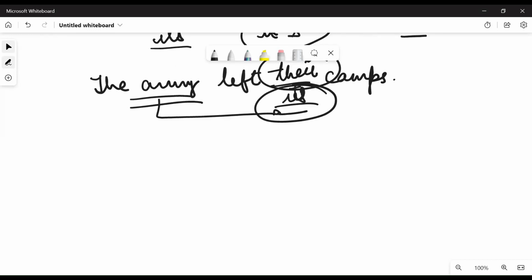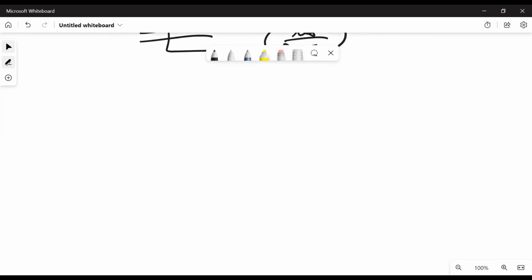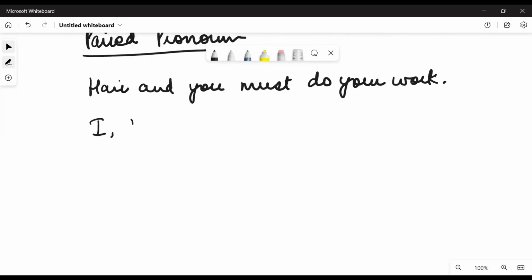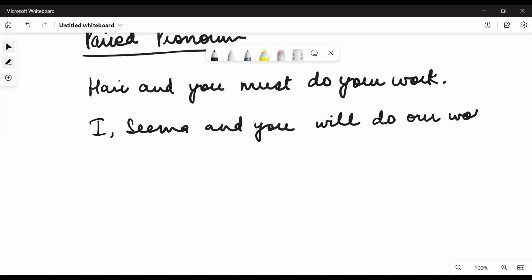The common mistake which is seen when nouns or pronouns of different persons are connected with and or or and they are used as subjects. Sometimes we use paired pronouns. ओके हम पेयर्ड प्रोनाउंस का यूज करते हैं, यानी कि हम more than one pronoun use as the subject in a sentence. Okay, for example, Hari and you must do your work. Like I, Seema, and you will do our work.